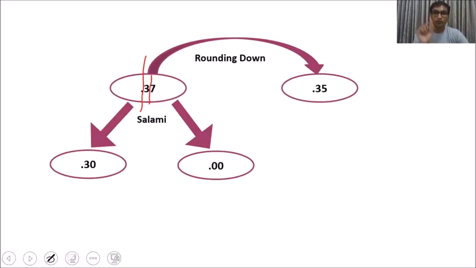0.37 should get converted to 0.40, but the bank used to convert it to 0.35. So there is a profit of 5 paisa. I know that there will be many people who will feel confusion: oh, 0.37 to 0.35, how 5 paisa? Think like this. You should get 0.40. Suppose the amount is 0.37, then you should get 0.40. But how much are you getting? 0.35. So that difference is counted as 5 paisa.